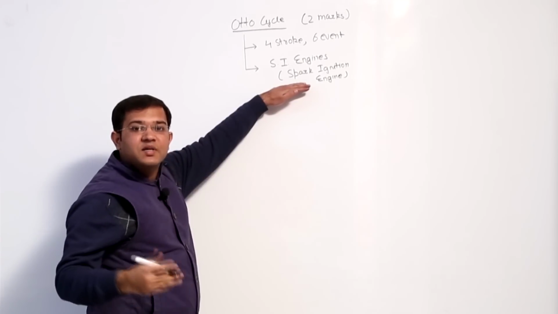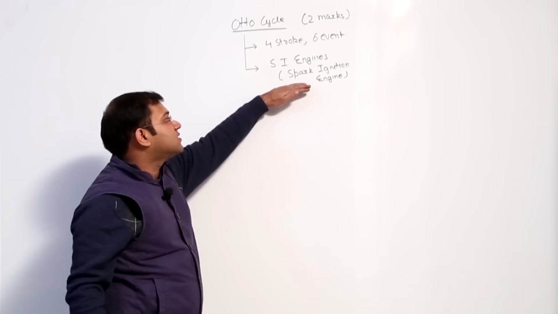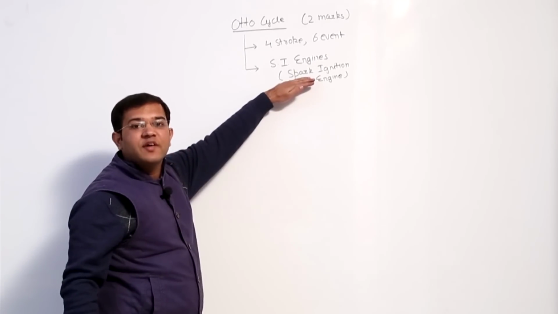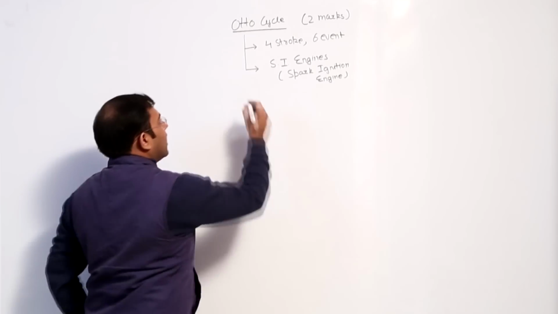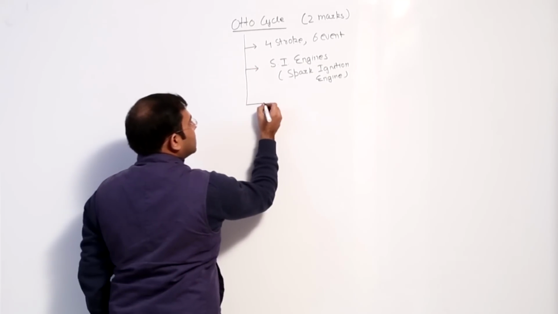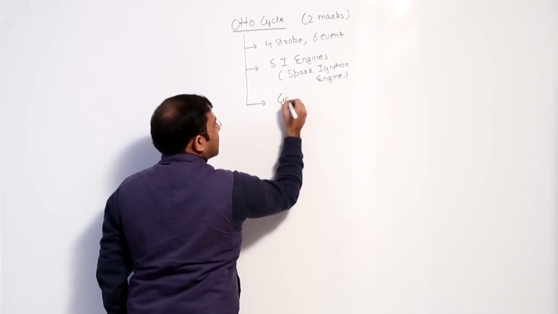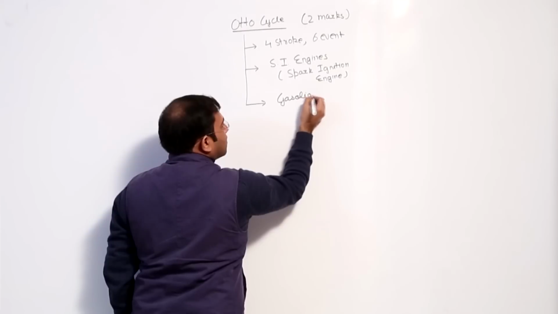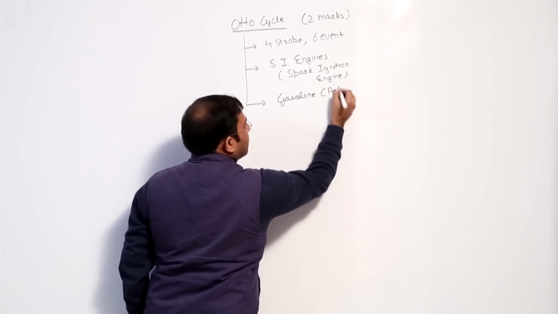Now, what do we mean by SI engine, spark ignition engine? That means the combustion in the combustion chamber is taking place with the help of a spark. Fine. And generally the fuel used is gasoline, which we refer to as petrol.